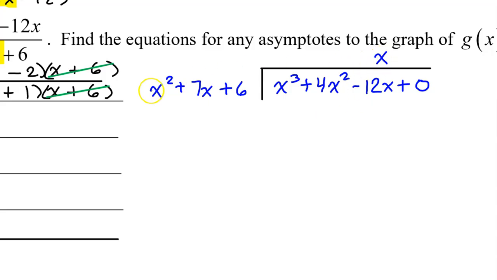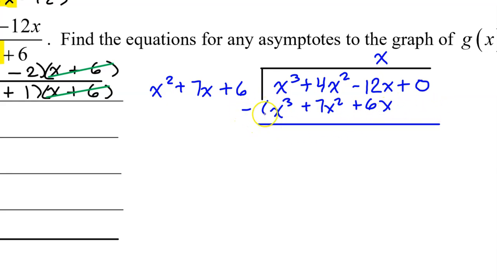So you take your x and you distribute. X times x squared is x to the third power. These will always match. X times 7x is 7x squared. And x times 6 is 6x. Then you subtract all of this. These cancel out. 4x squared minus 7x squared is negative 3x squared. Negative 12 minus 6 is negative 18x.